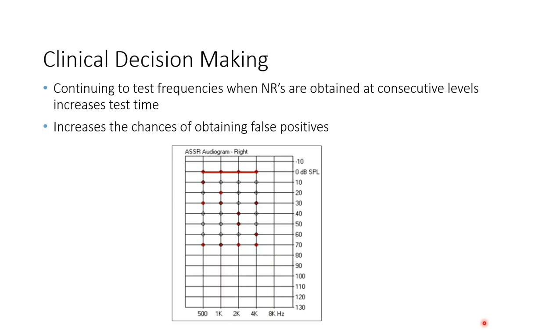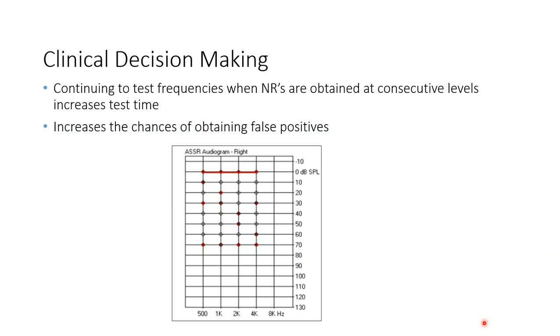And then in this example, it's not a good idea or good practice to continue testing frequencies when no responses are obtained at consecutive levels above or below the last response. What happens is there's a couple of things. One, you're testing too long. You're testing when you could have easily stopped and moved on to other tests. And number two, because this is a statistical analysis, the longer you average, the greater the chance of obtaining false positives.